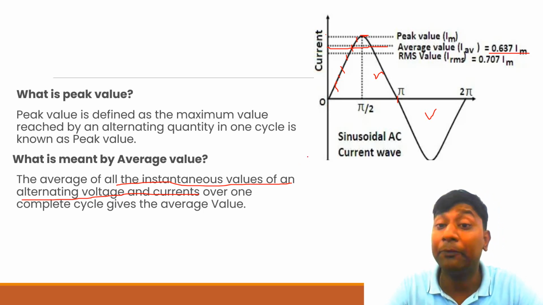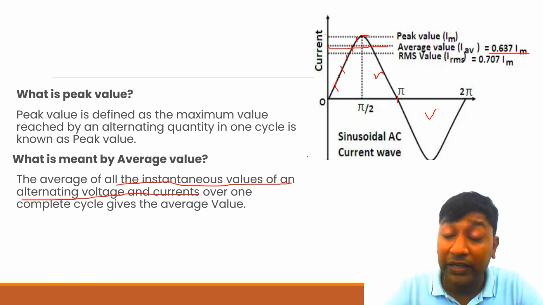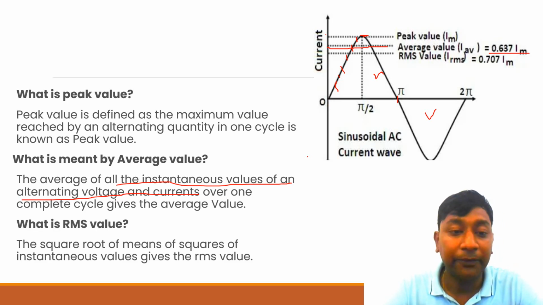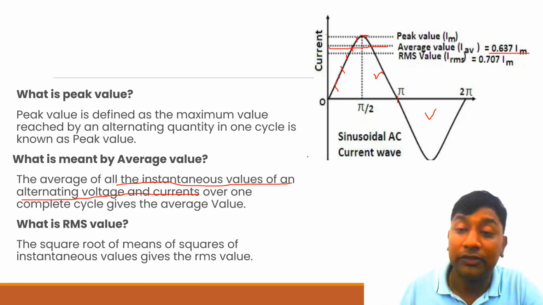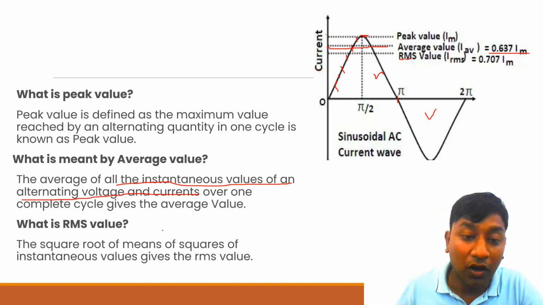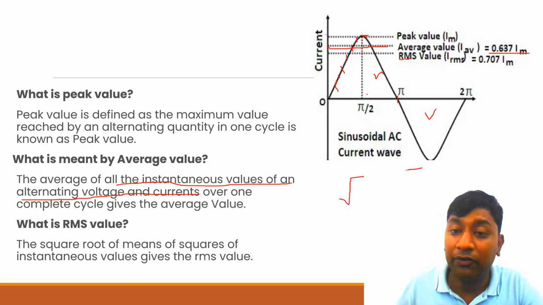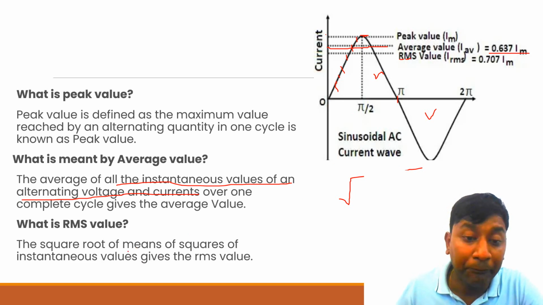Next, we will see one of the important properties of an AC signal, that is the RMS value. RMS means root mean square. So the square root of the mean of the squares of the instantaneous values gives the RMS value. This is the square root. Then we take the mean of the square of the instantaneous values.